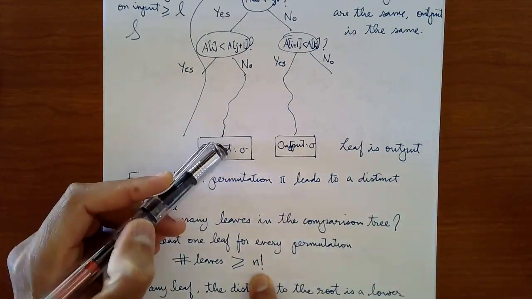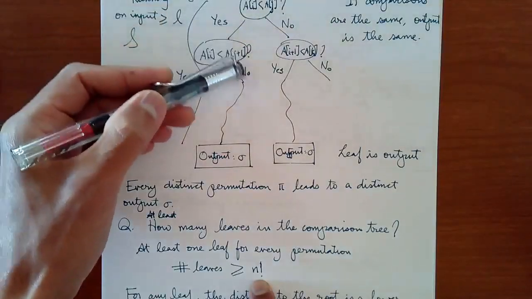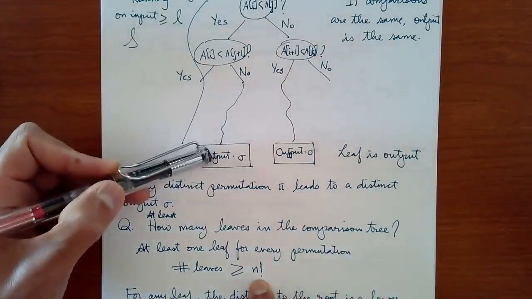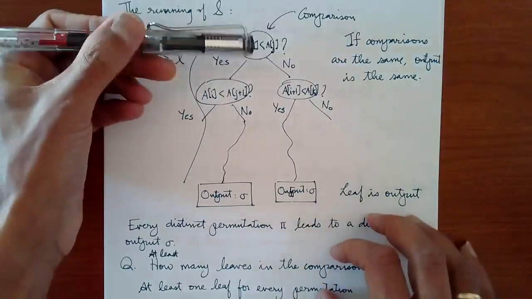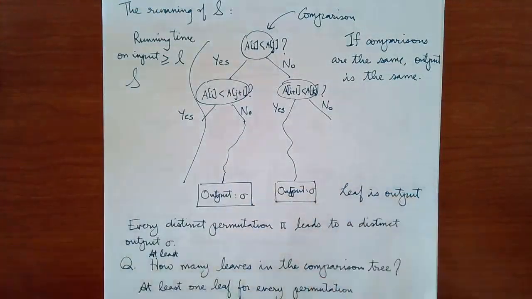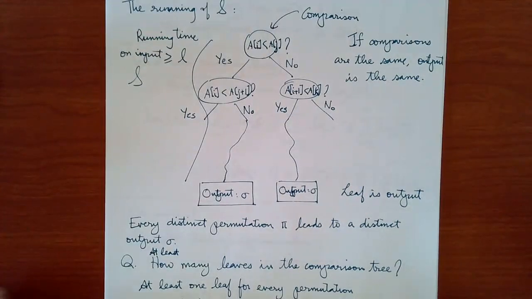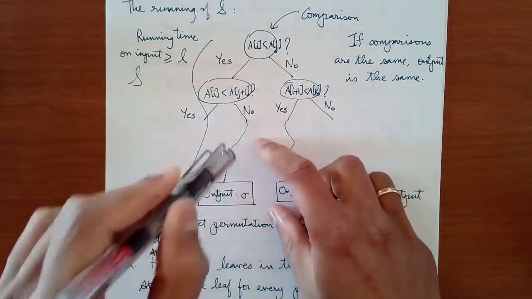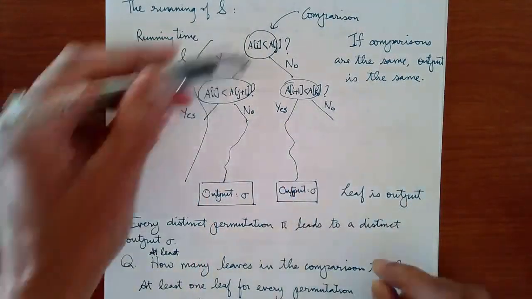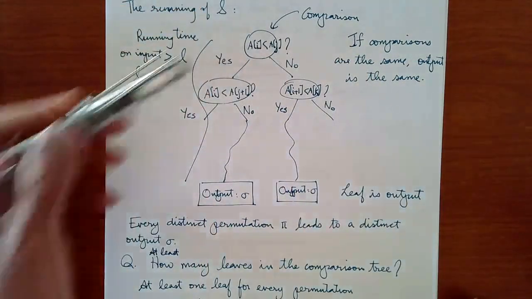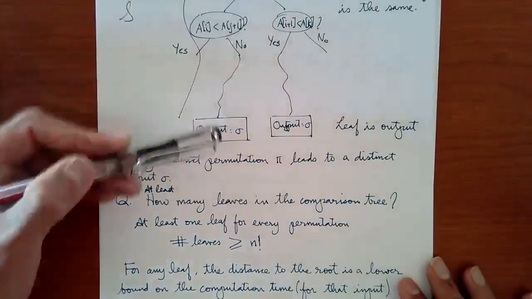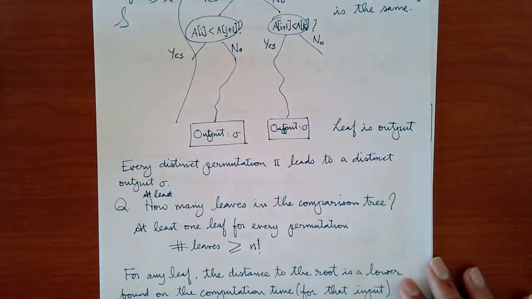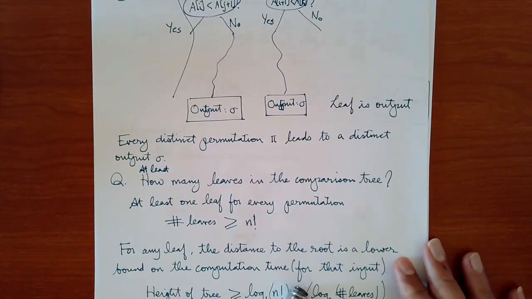Now for any leaf, if you look at the path from the root to that leaf, the length of the path is a lower bound on the running time, because the algorithm has to make those comparisons at least. It has to make that comparison, which is one operation. Maybe it does even more because it has to move data. We're ignoring that. So the distance from the leaf to the root is a lower bound on the running time for that input.